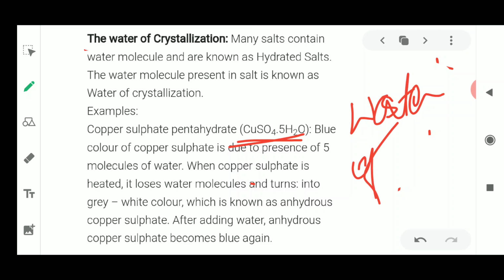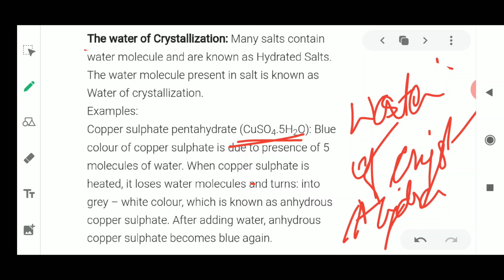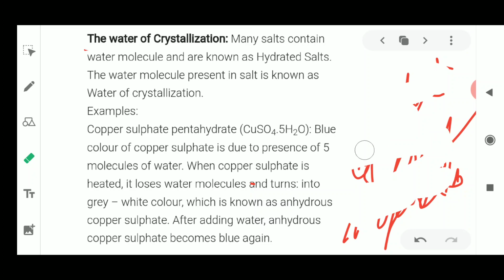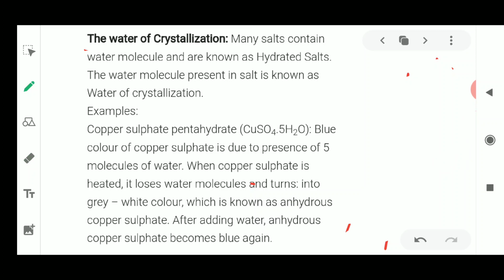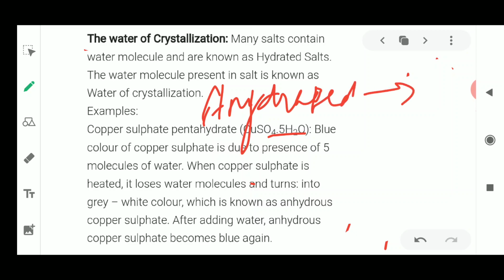Those salts which have water of crystallization in them are known as hydrated salts. Hydrated means they have water in them. Please remember this word, hydrated. Now how is this hydrated salt going to be freed of its water of crystallization? Simply by heating. After heating, this hydrated salt is going to be turned into anhydrous salt.